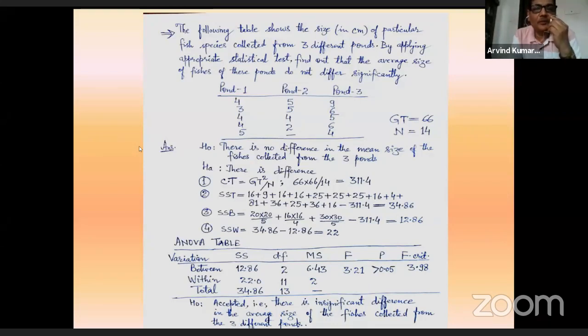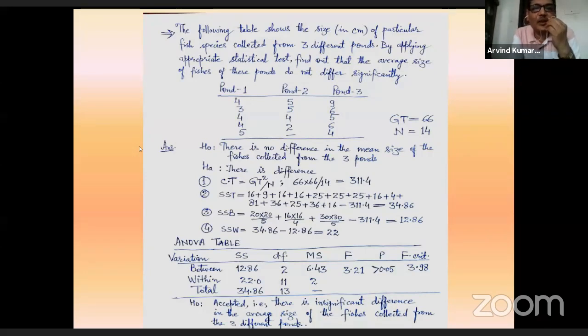As I told you, first of all we will calculate the correction term. This correction term will be equal to the grand total squared divided by the total number of individuals considered. So when we take the total of all these 14 individuals, because in this particular case n is equal to 14, the grand total comes to 66. So 66 into 66 divided by 14, and the value comes to 311.4.